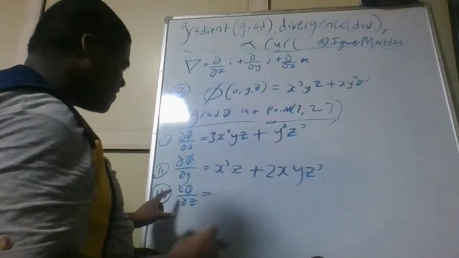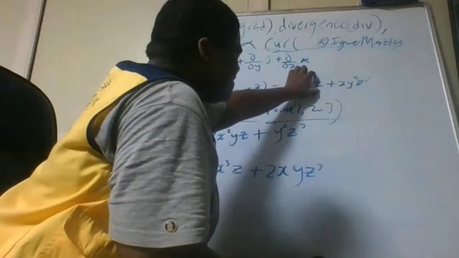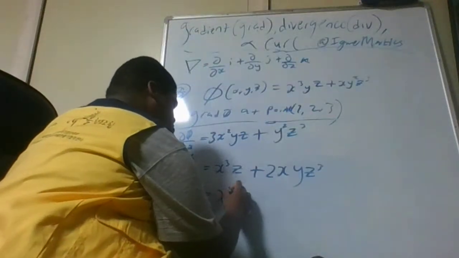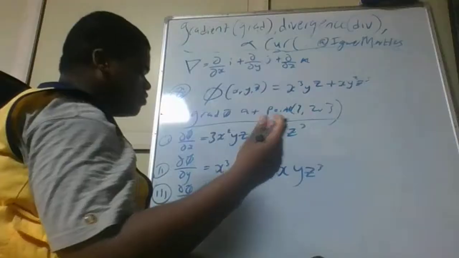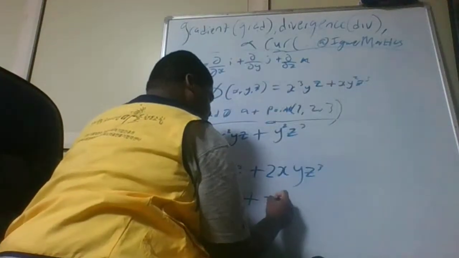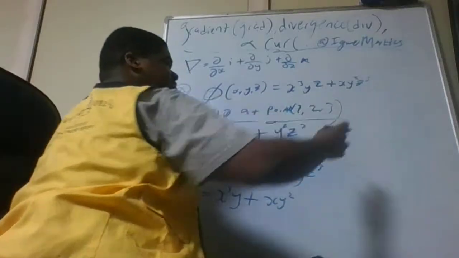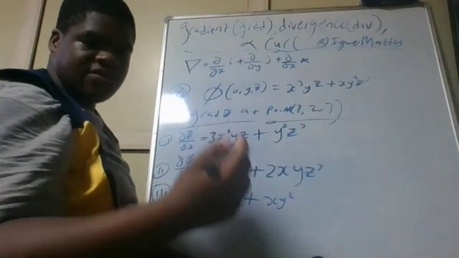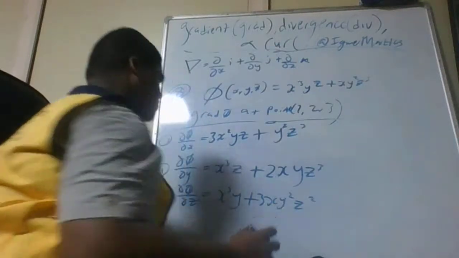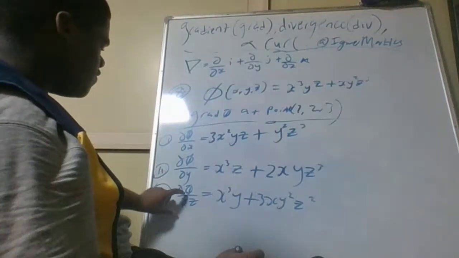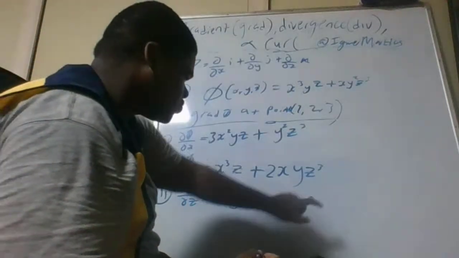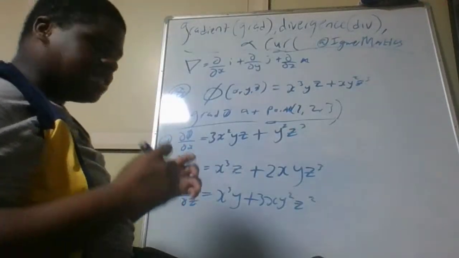Okay, you partially differentiate 5 with respect to z. You are keeping z variable, and x cube y will be our constant. So this will equal x cube y times the derivative of z with respect to z, which is 1. Plus you keep x y squared constant and differentiate z cube with respect to z. You're going to have 3z squared. So you can see the partial derivative of 5 with respect to z is x cube y plus 3x y squared z squared.